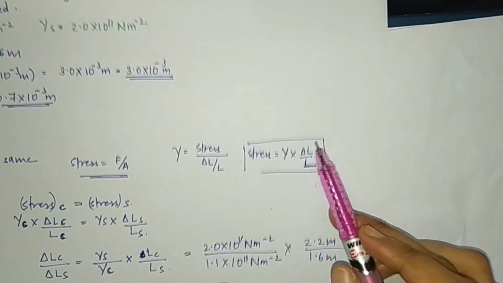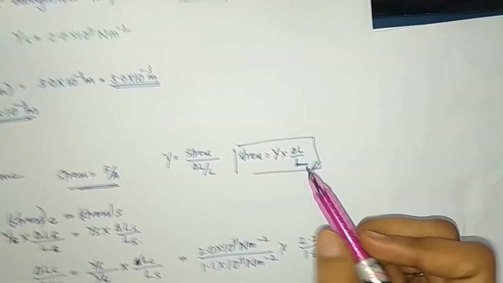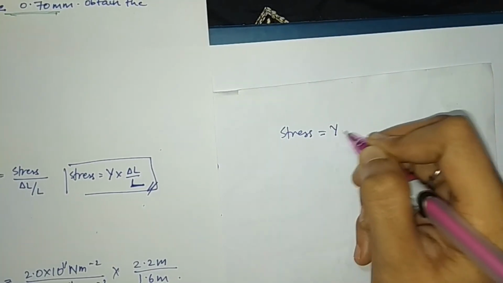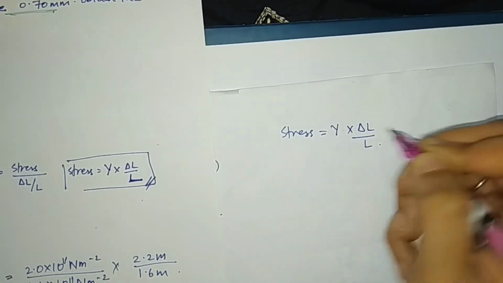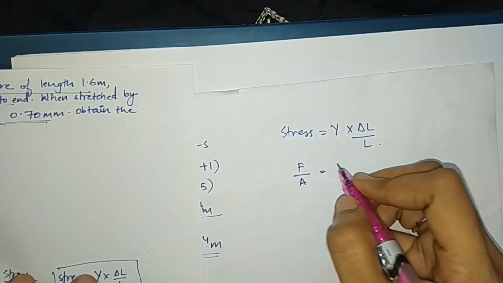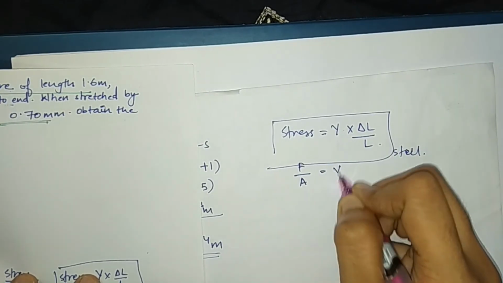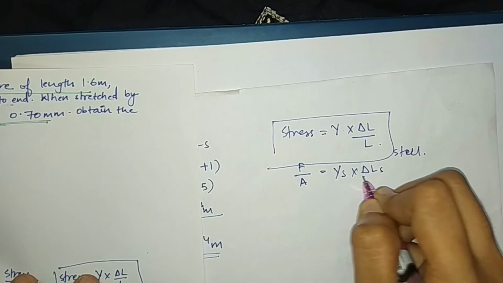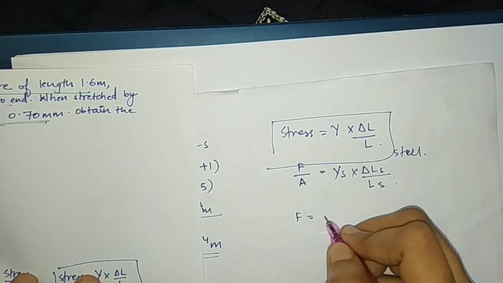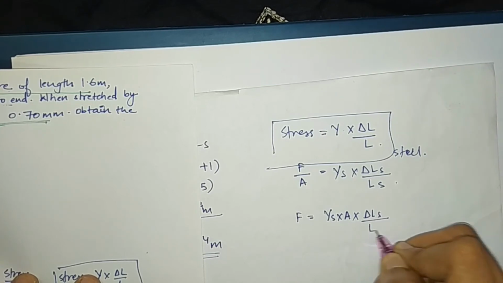As we calculated, delta LS is the elongation of the steel. So now we can put it into this formula: stress is Young's modulus times delta L by L. What is stress? It is force by area. We will specifically see for steel now: Young's modulus of steel times delta LS divided by LS. We have to calculate the force. So force is Young's modulus times area times delta LS upon LS.